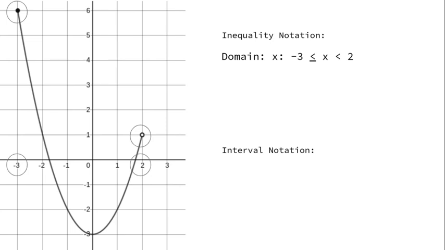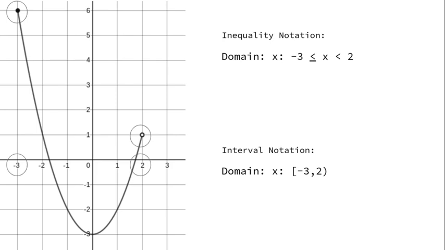Taking that and changing it to interval notation, where it is equal to at -3, we're going to use a bracket. Where it is not equal to at +2, we will use a parenthesis. So -3 and 2 separated with a comma for our interval notation.